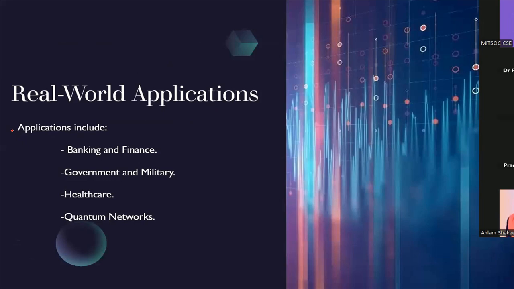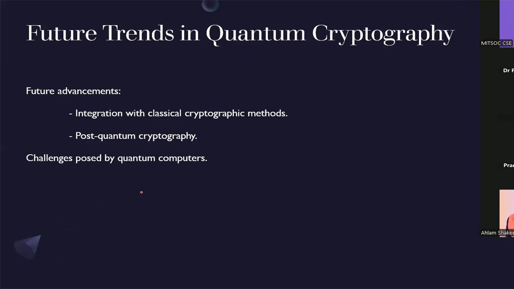You might all be aware that in applications like banking and finance, government and military, healthcare, and relevant industries, the information needs to be kept more secure. In these areas we can use this particular algorithm, and obviously in quantum networks also we can use these applications.